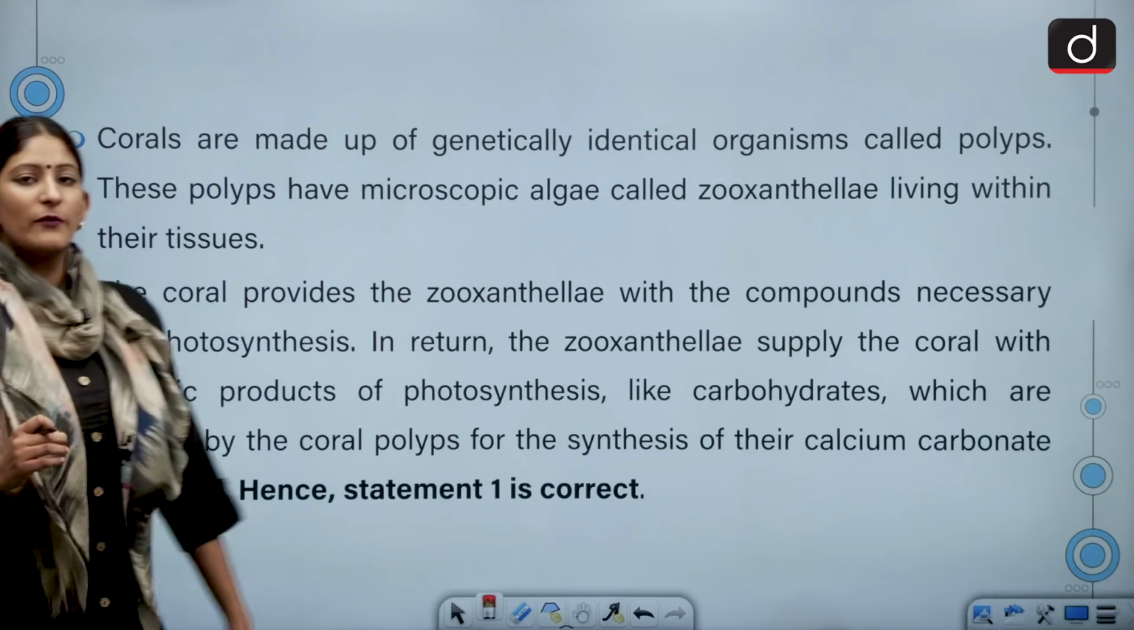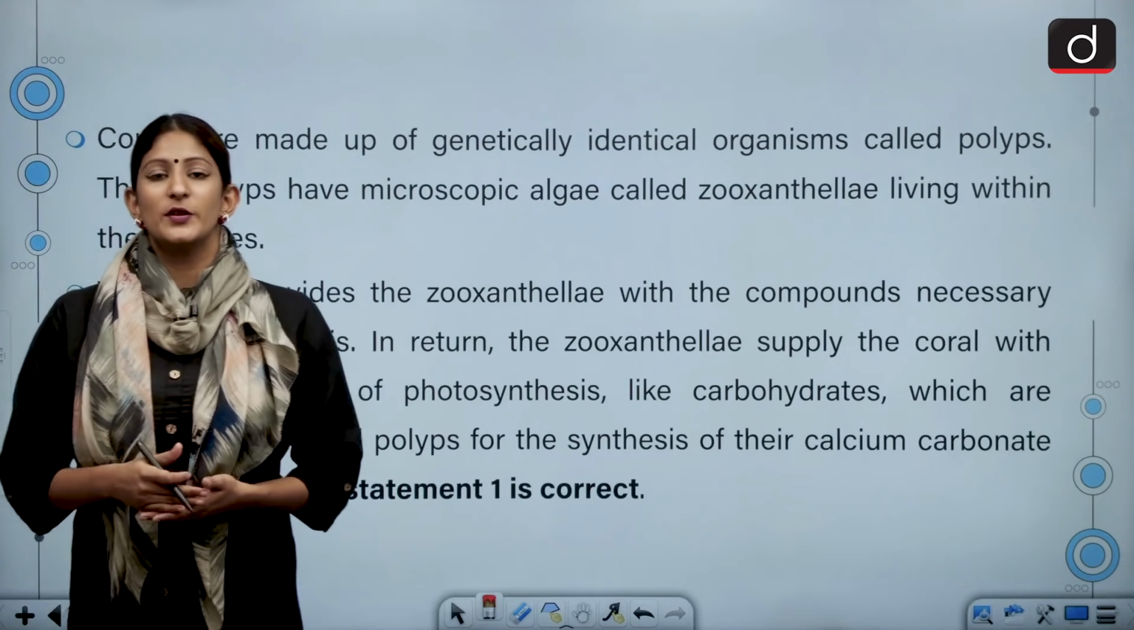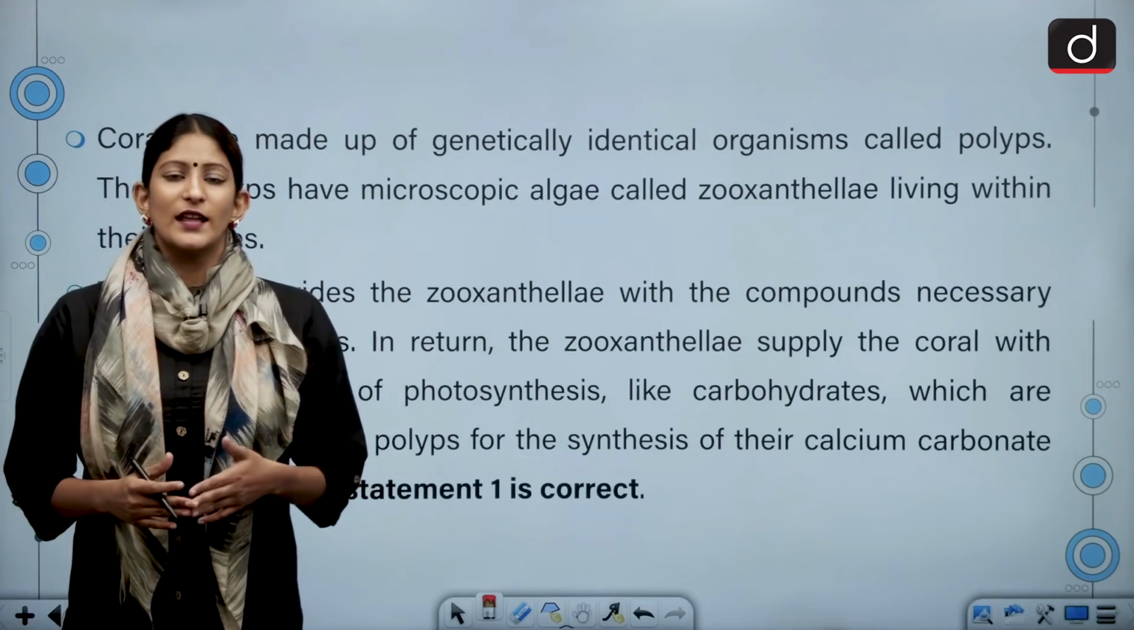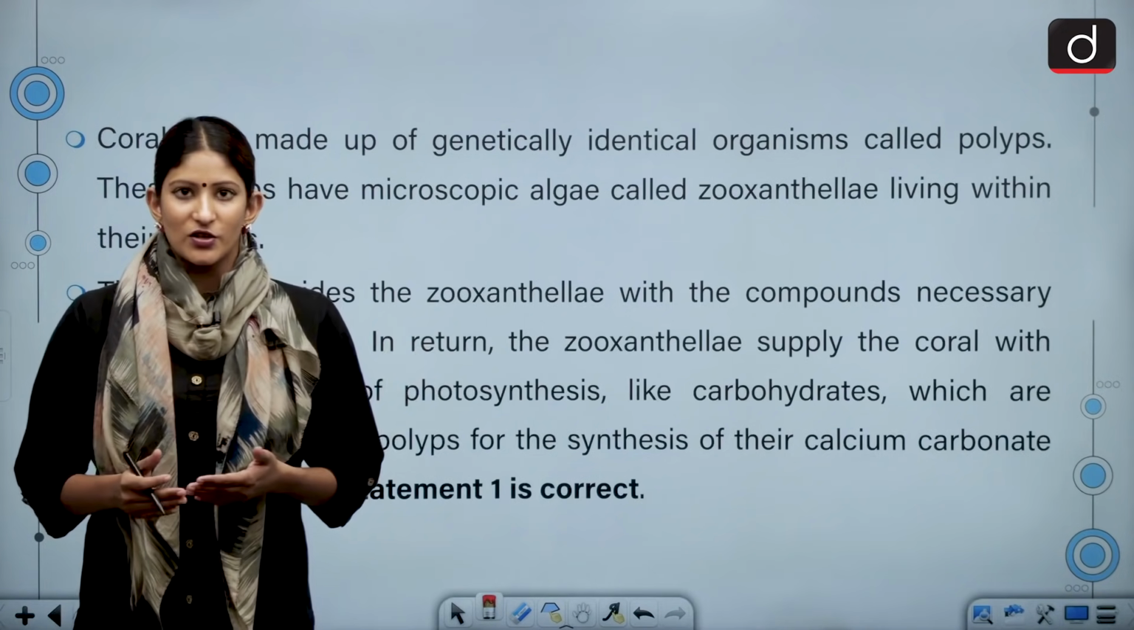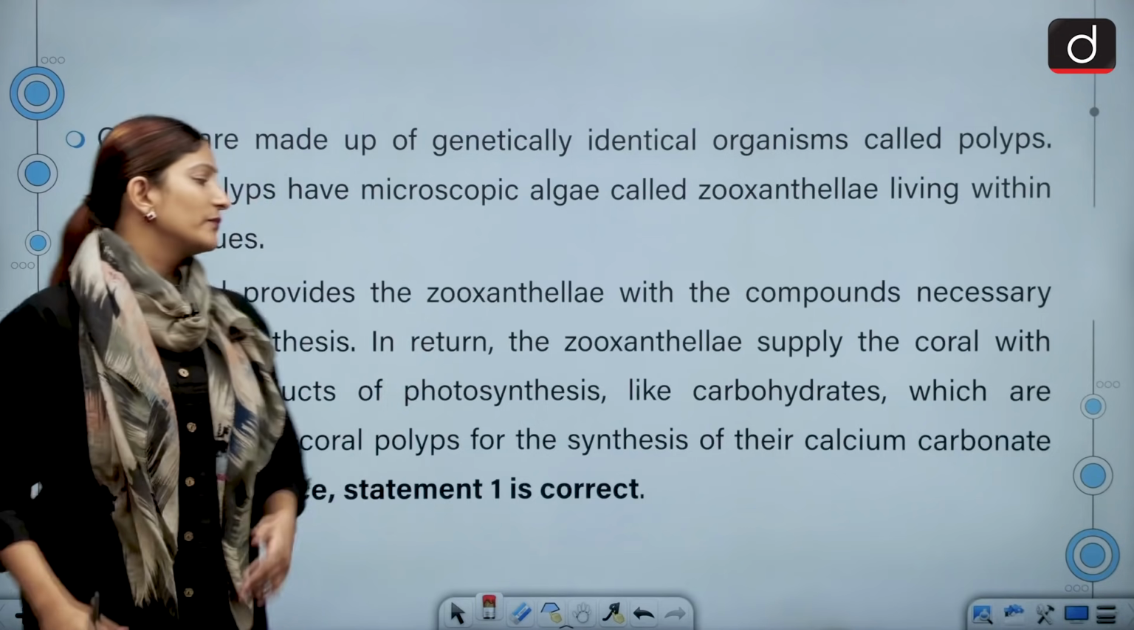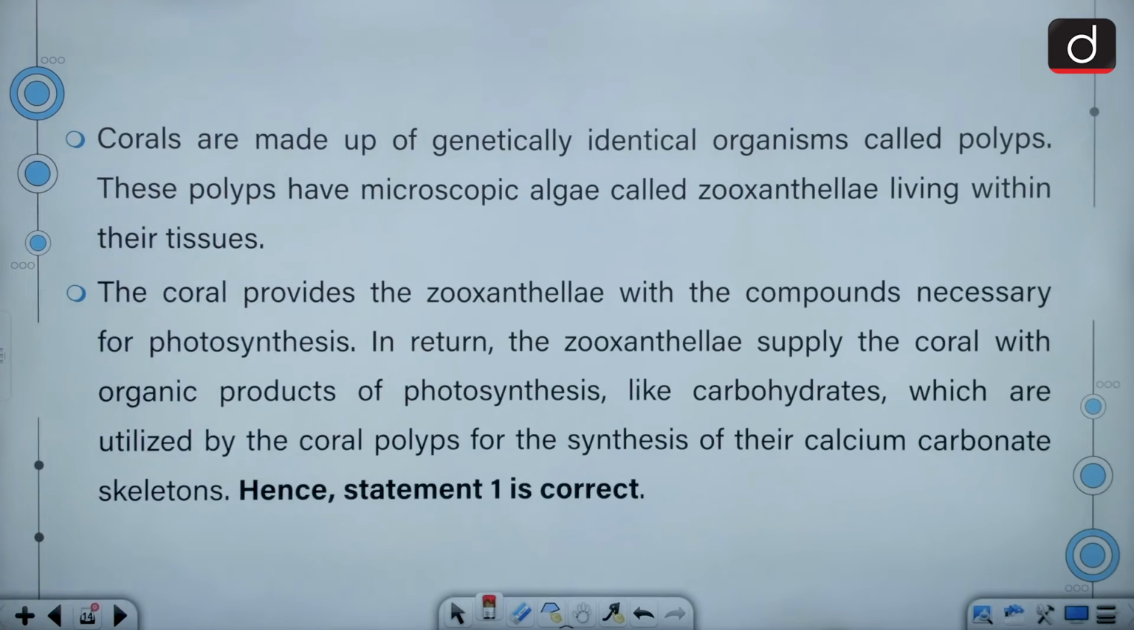So we have to keep one thing in mind, that the relationship which is shared between the corals and the algae, zooxanthellae, is a symbiotic relationship, a mutualistic relationship, because they both benefit each other. Moving on, the coral provides the zooxanthellae with the compounds necessary for photosynthesis.